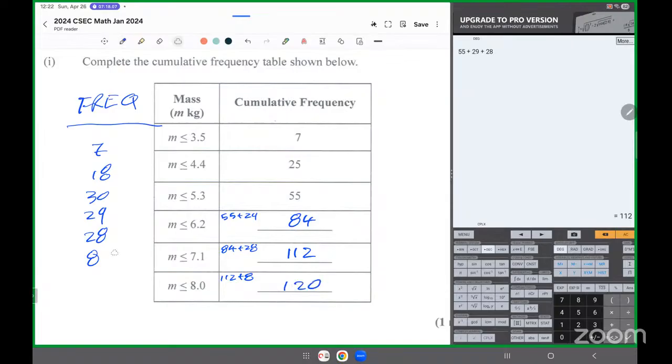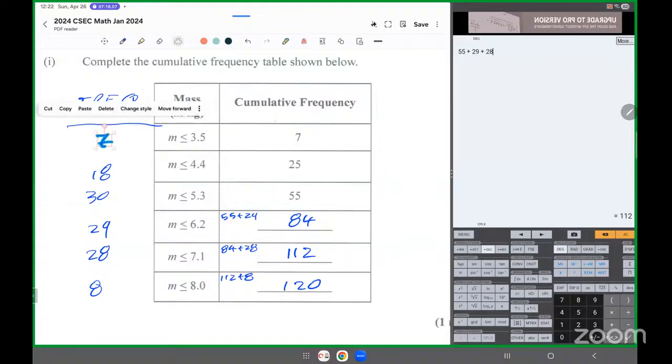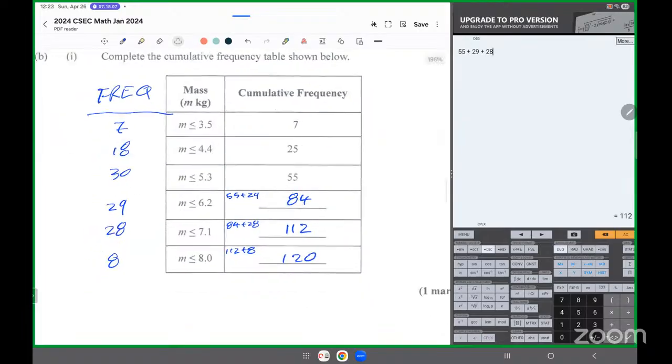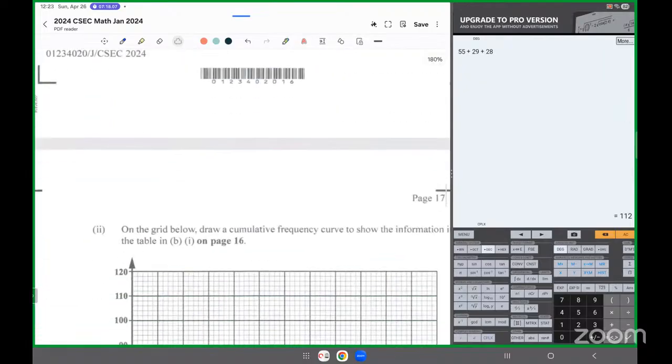Let me shift this down. It's coming out to here, and this goes up to there. All right, something like that. So I've added the frequency values, and those are the cumulative frequency values.